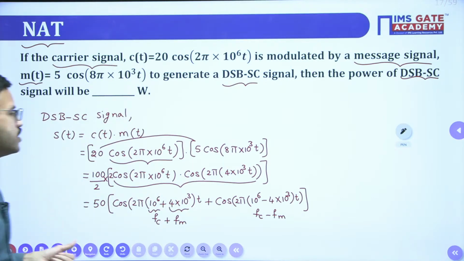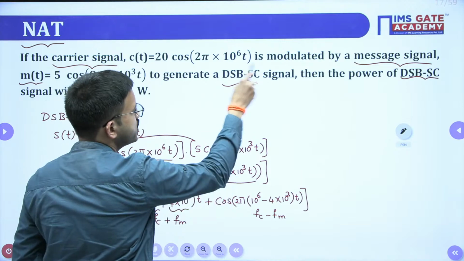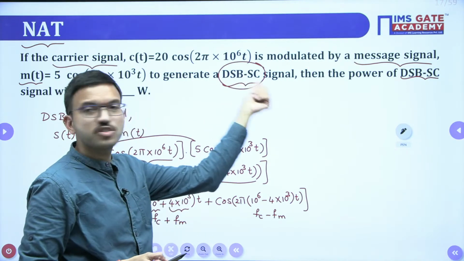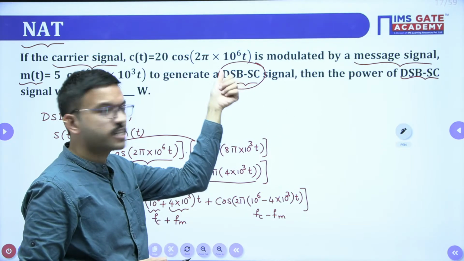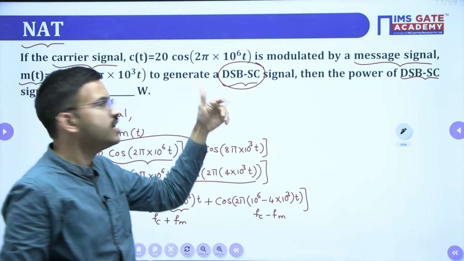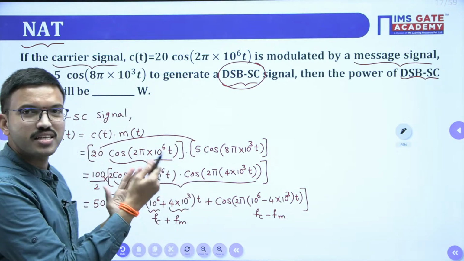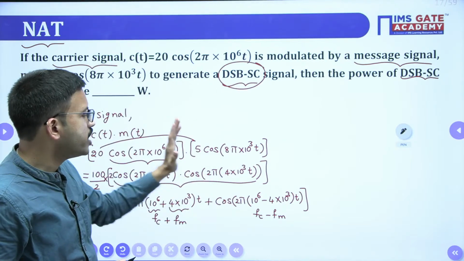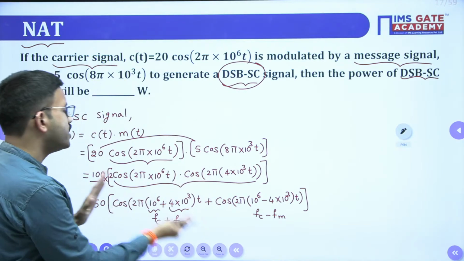No, right? So that's why this particular signal is what? DSB-SC. That means we have both the sidebands, but there is no carrier. The carrier is suppressed here. If you observe an AM signal, there we have both the sidebands along with the carrier, whereas in DSB-SC, we don't have the carrier frequency component or its magnitude.